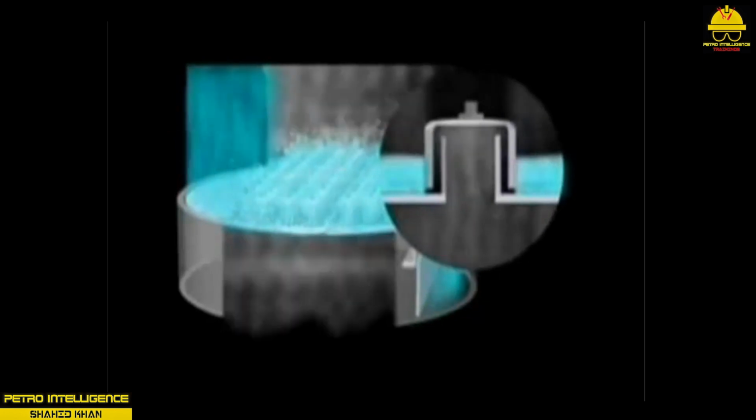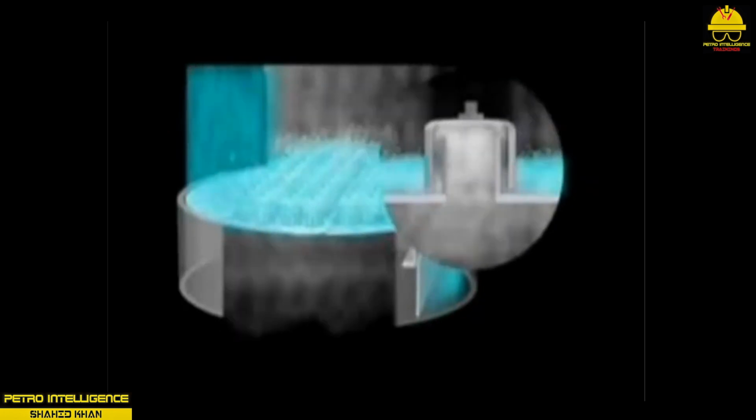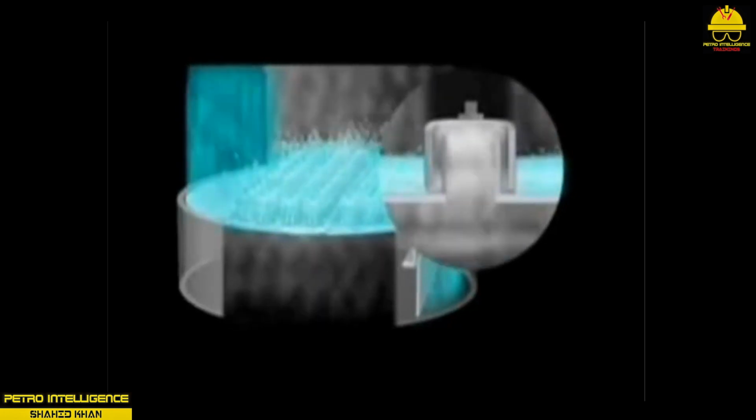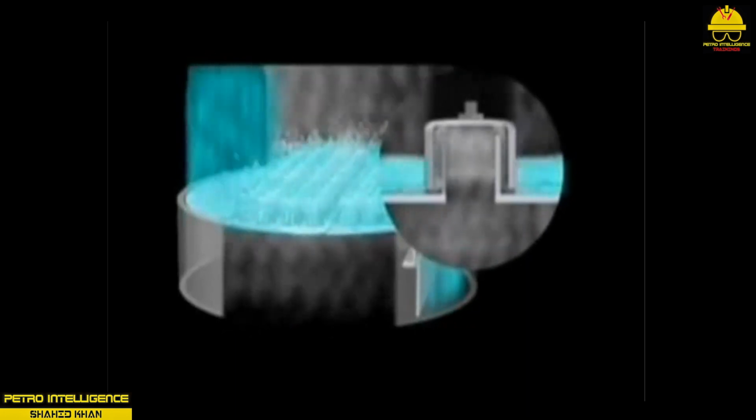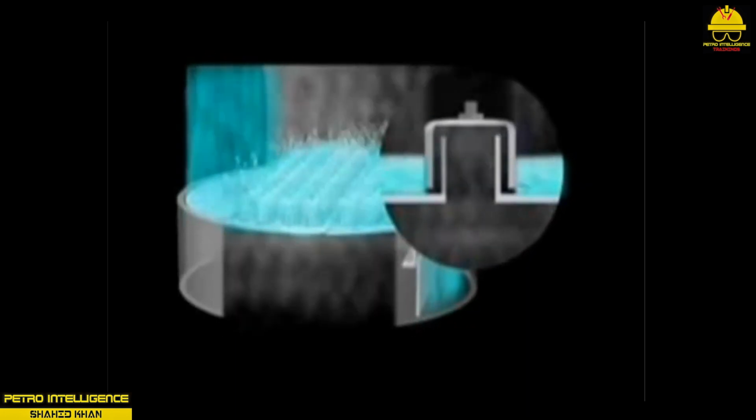A weir on the tray maintains a liquid level over the caps. As heavier condensate builds up, it flows over the weir and out a device called a downcomer. The downcomer discharges onto the tray under it.